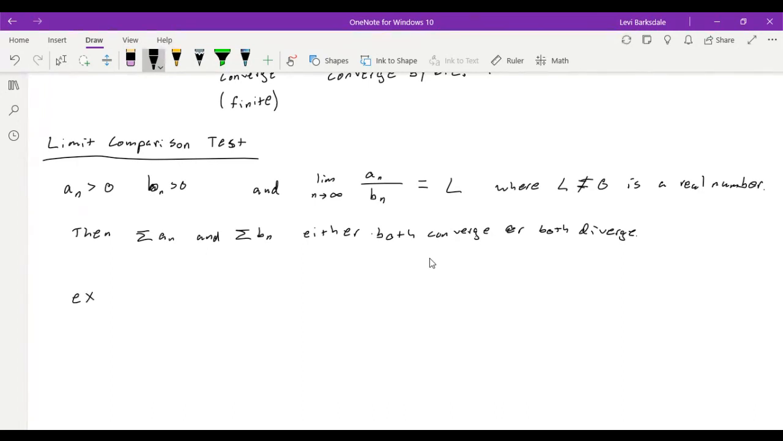Let's go ahead and do an example problem. Let's say you have the sum from n equals 1 to infinity of 1 over e to the n minus n squared. Well, I'm going to let a sub n just be this series, 1 over e to the n minus n squared. And then I'm going to let b sub n basically just be the largest term from a sub n. In this case, it's just going to be 1 over e to the n.